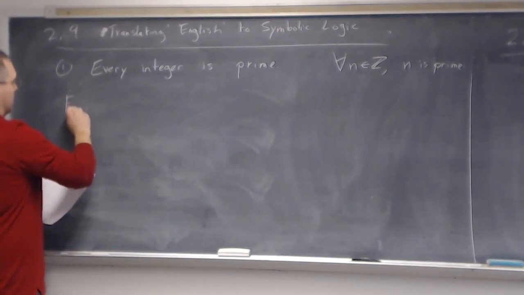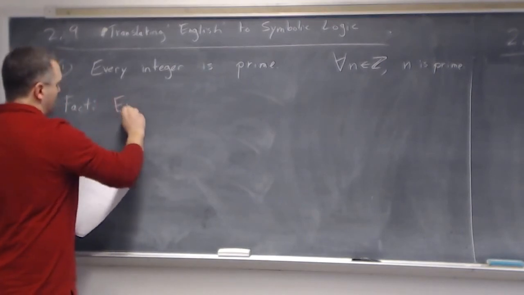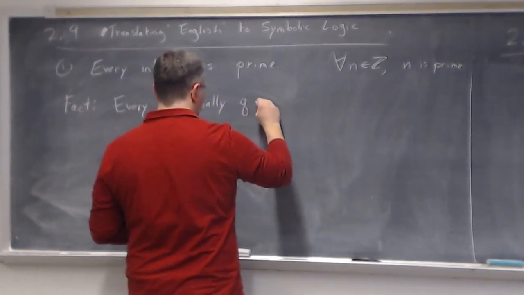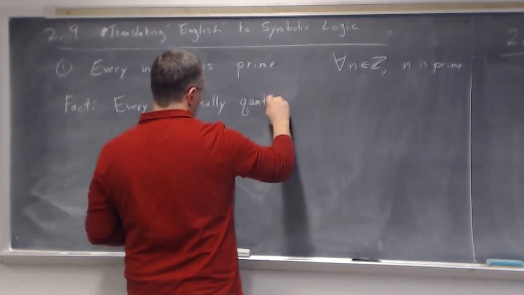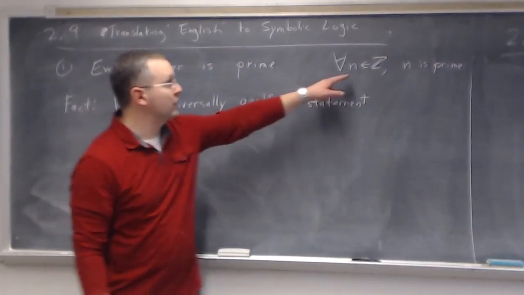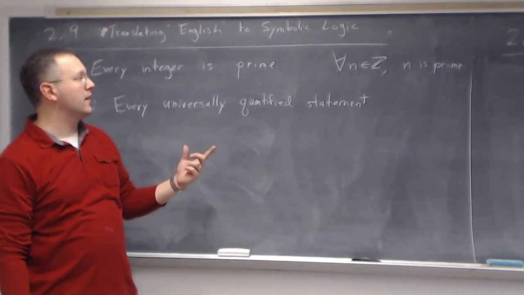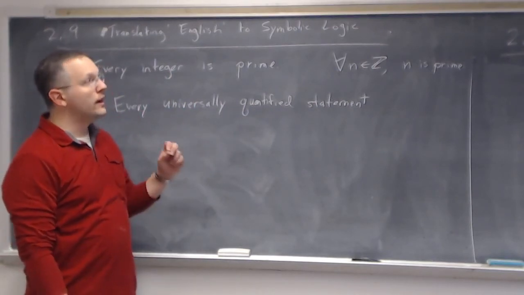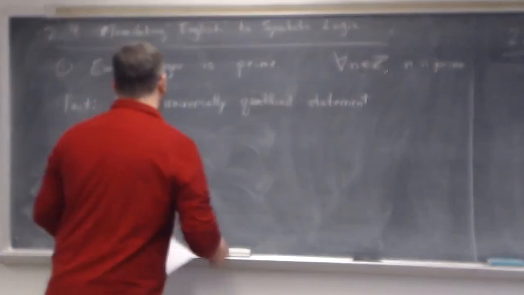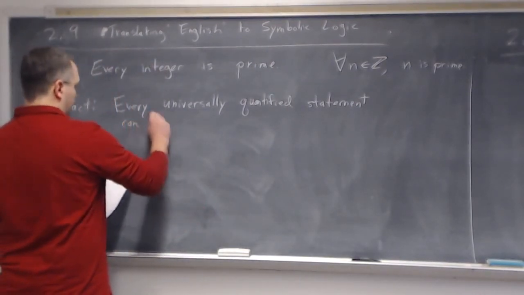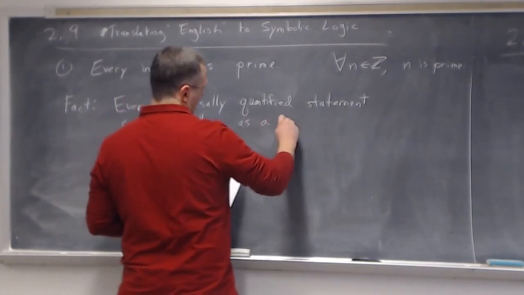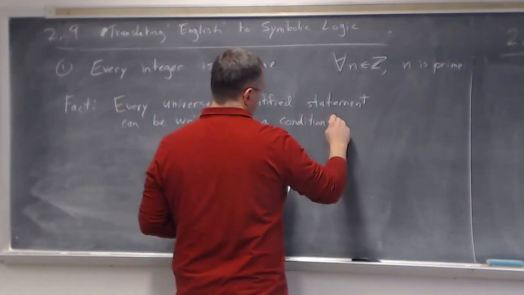Okay, so here's a fact. Every universally quantified statement, for example this one, using the universal quantifier, any statement like this, for every n, n is prime, okay, you can actually write as a conditional statement, a P implies Q type of statement. Every universally quantified statement can be written as a conditional statement.